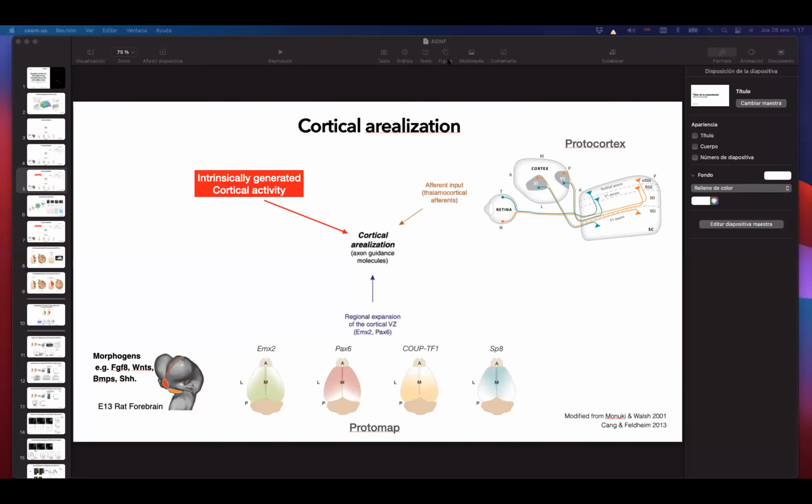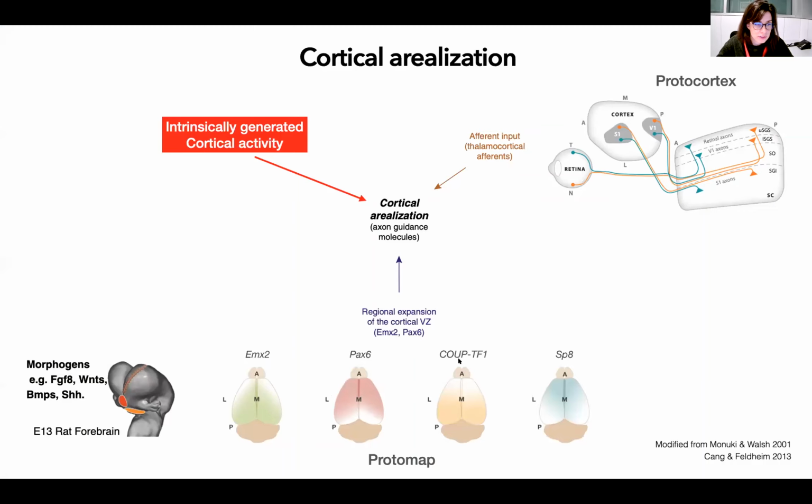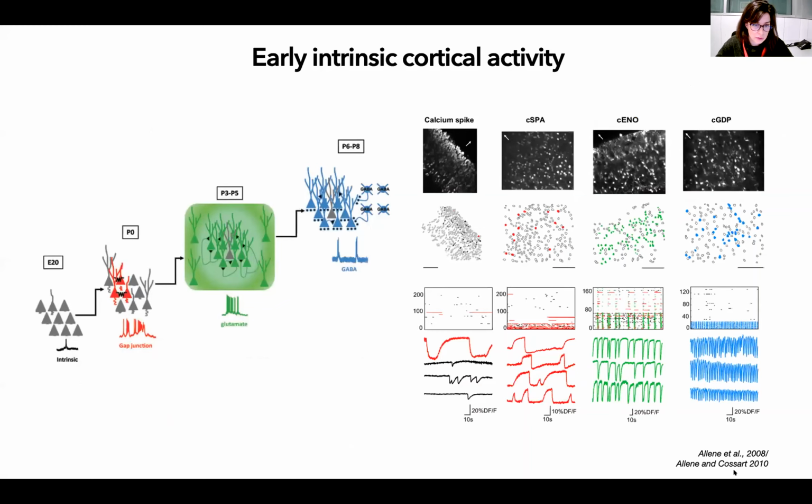Okay, perfect. So what we know is about intrinsic determination of cortical areas, and we know about extrinsic activity coming into the cerebral cortex from thalamic input for cortical area formation. What is less known is the contribution of intrinsically generated cortical activity during development. From many groups, but here I'm just showing you the work of the Cossart lab.